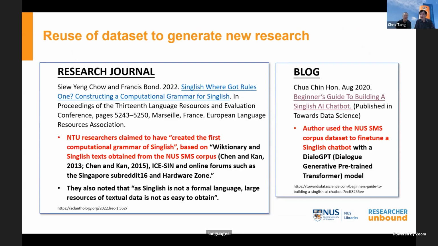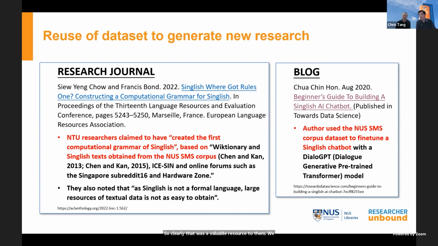In RDM, we often say that one of the benefits of data sharing is that other researchers are able to reuse the data and generate new research from it. We found these two just from a data citation of your Scholar Bank dataset deposit. So one of them is a research journal, Singlish, Where Got Rules 1, where the NTU researchers claim to have created the first computational grammar of Singlish based on Singlish texts that were obtained from the SMS corpus from NUS. They also noted that as Singlish is not a formal language, large resources of textual data is not as easy to obtain. So clearly that was a valuable resource to them.